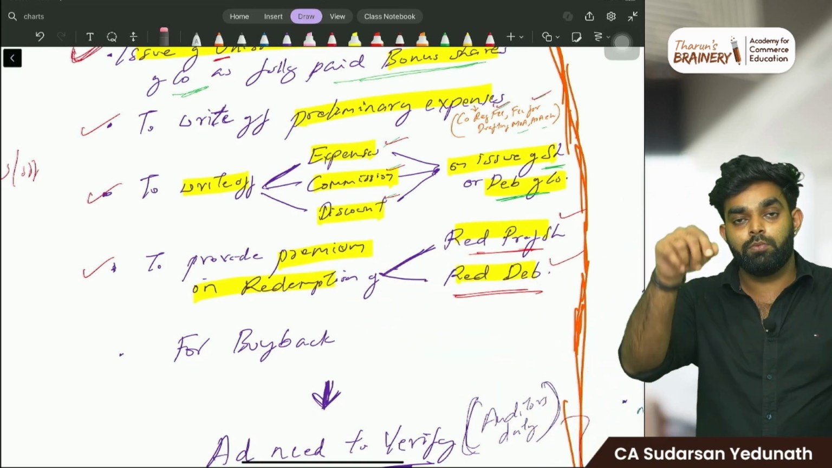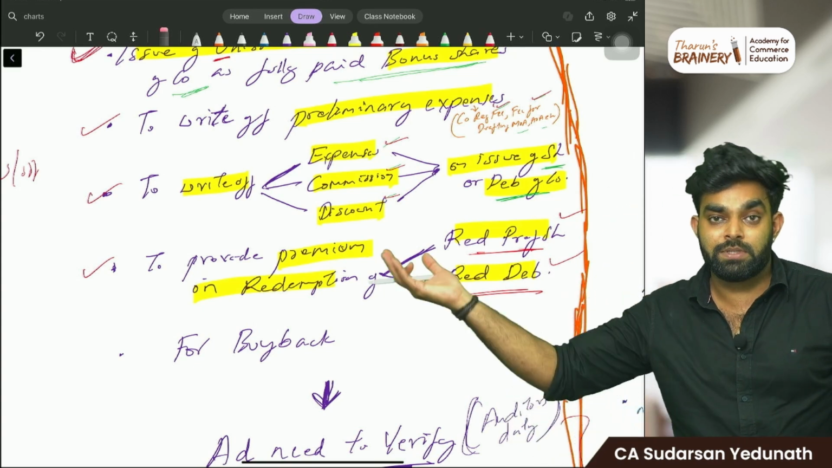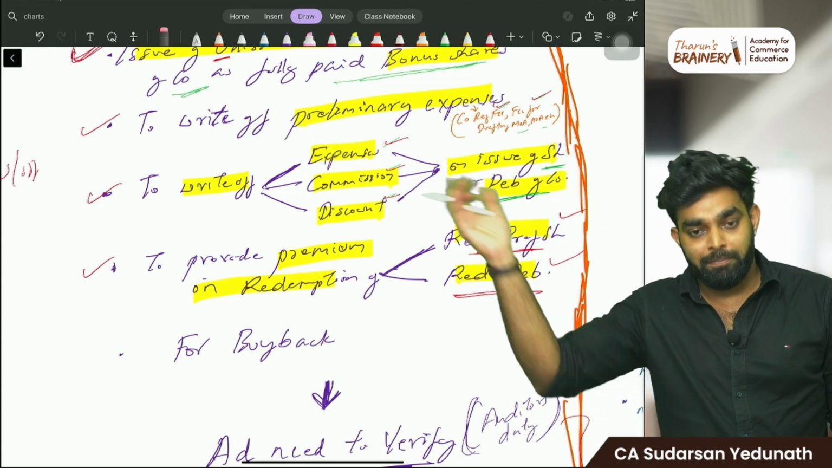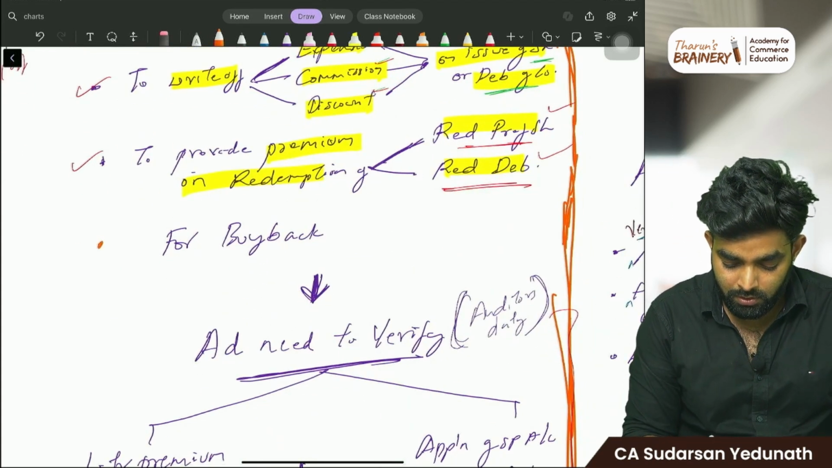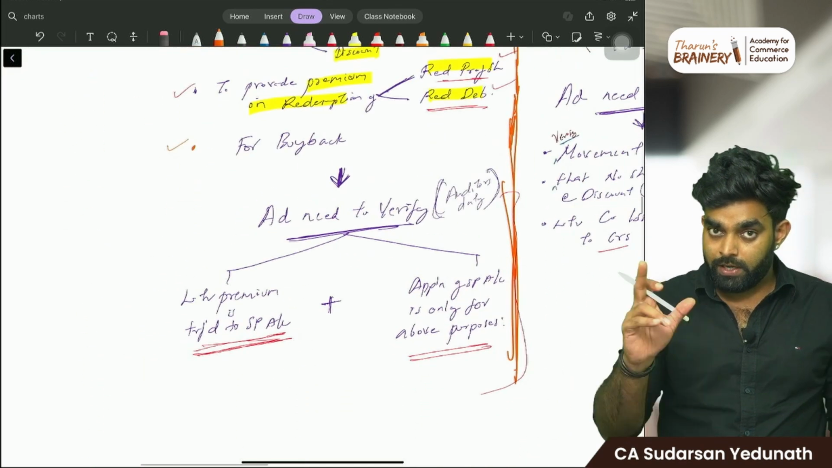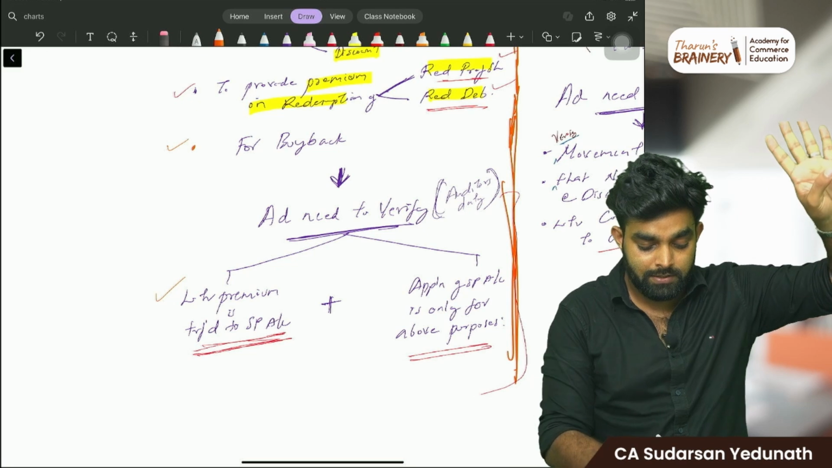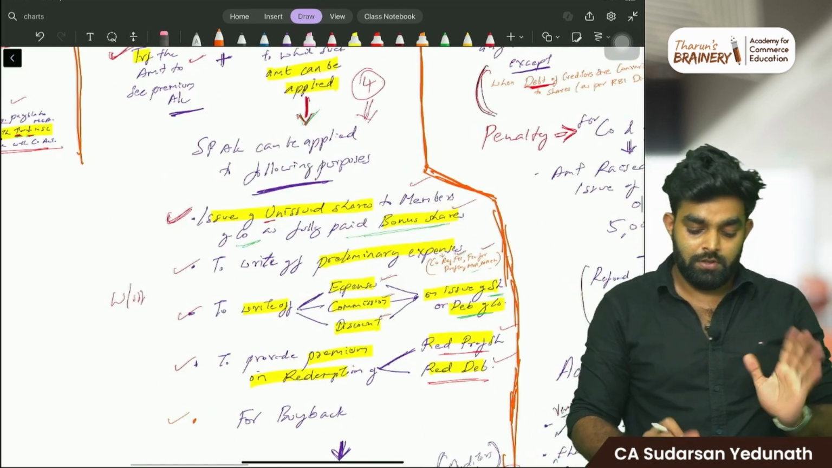That extra 2 rupees is the premium on redemption, extra money we are paying. That 2 rupees we can take from the securities premium account to pay them. Okay. Then for buyback also, company can use that. So as an auditor, we have to verify whether this premium amount is transferred to the securities premium account and it is only used for these purposes.